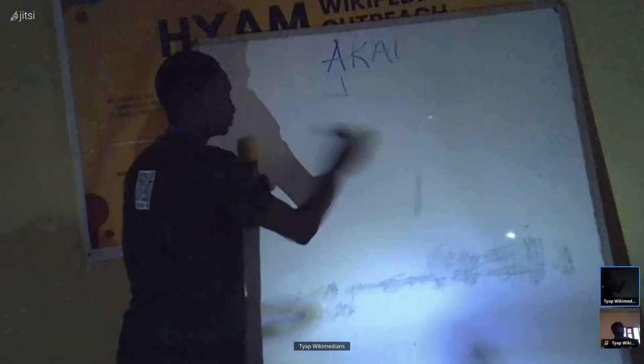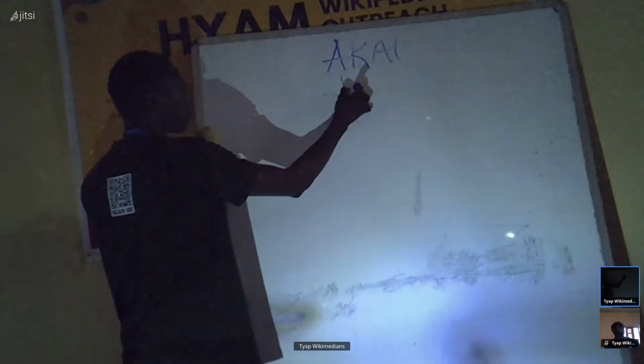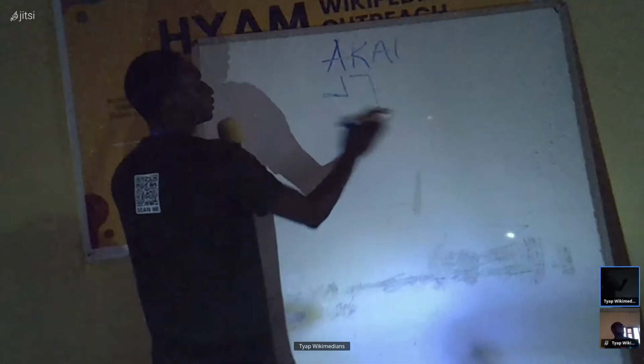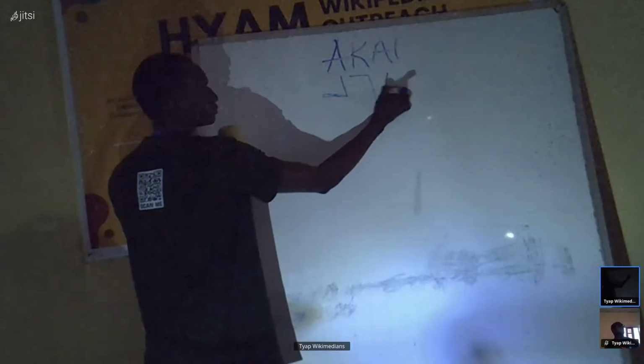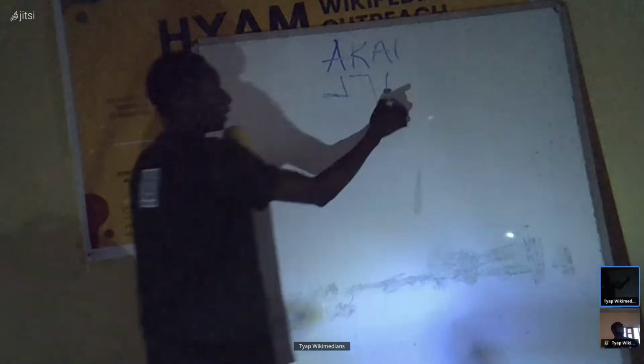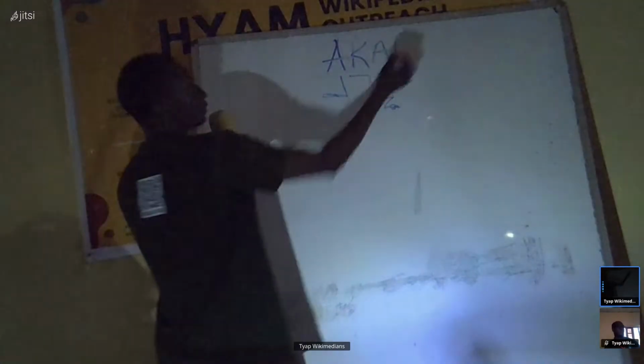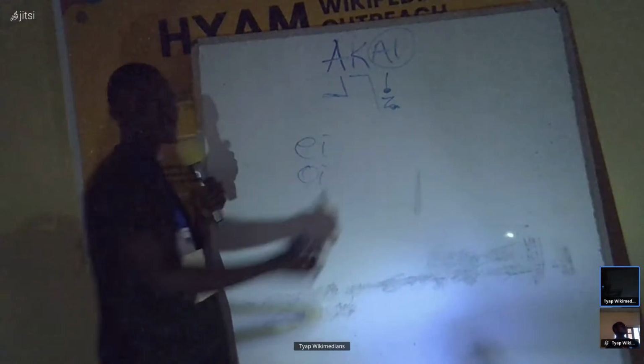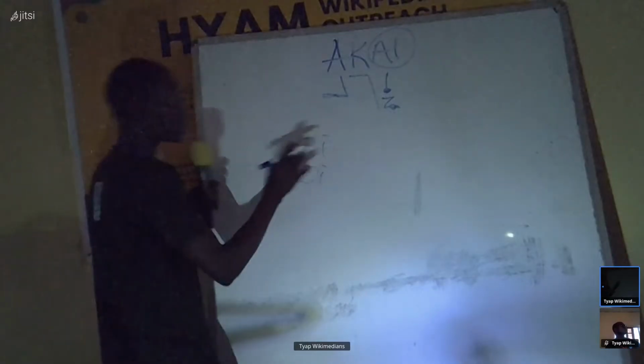Okay, water. Yes, the water has made it. So this is A, this is K, this is A, this is E. You can see letter A, letter I. What is this called in English when you see two of them? I, A, E, I. Okay, these are diphthongs, isn't it?